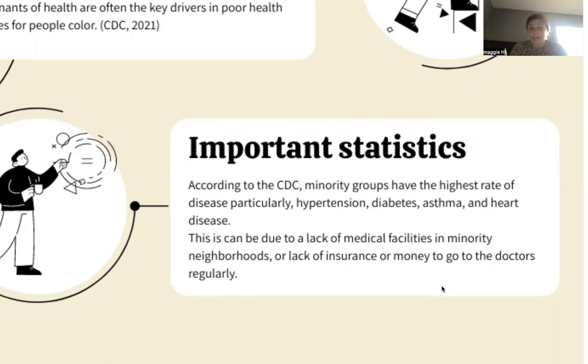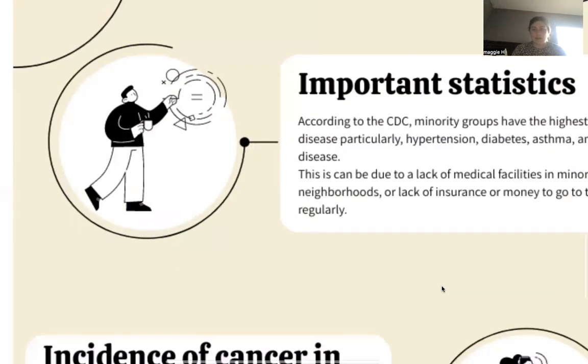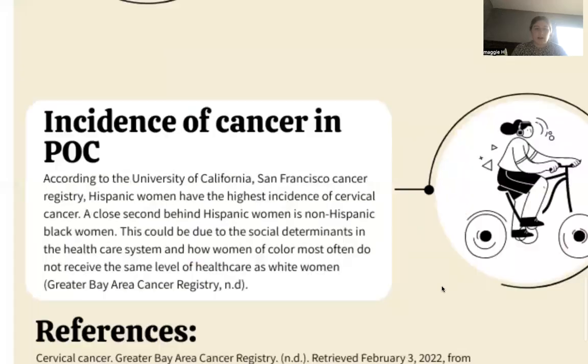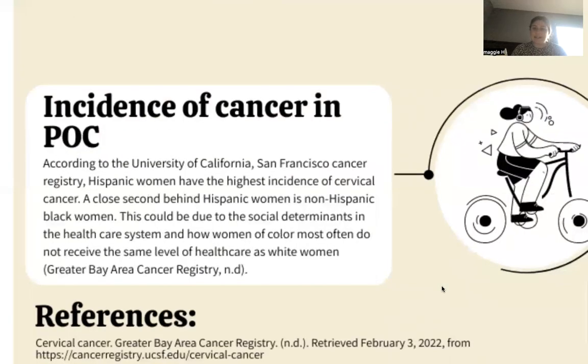And this is why they are having these poor health outcomes, because they don't have access to these things as regularly as other people might. And the last thing I want to talk about is the incidence of cancer in people of color. Like I said earlier, disease is higher in these groups.